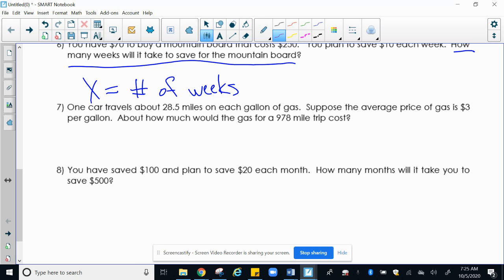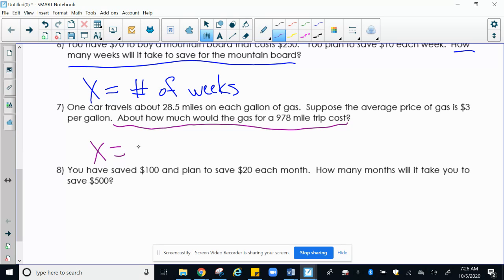Okay, so one car travels about 28.5 miles on each gallon of gas. Suppose the average price of gas is $3 per gallon. So about how much would the gas for a 978-mile trip cost? This one's tricky, so think about how to put that in words. It's about how much would the gas for the whole 978-mile trip cost?